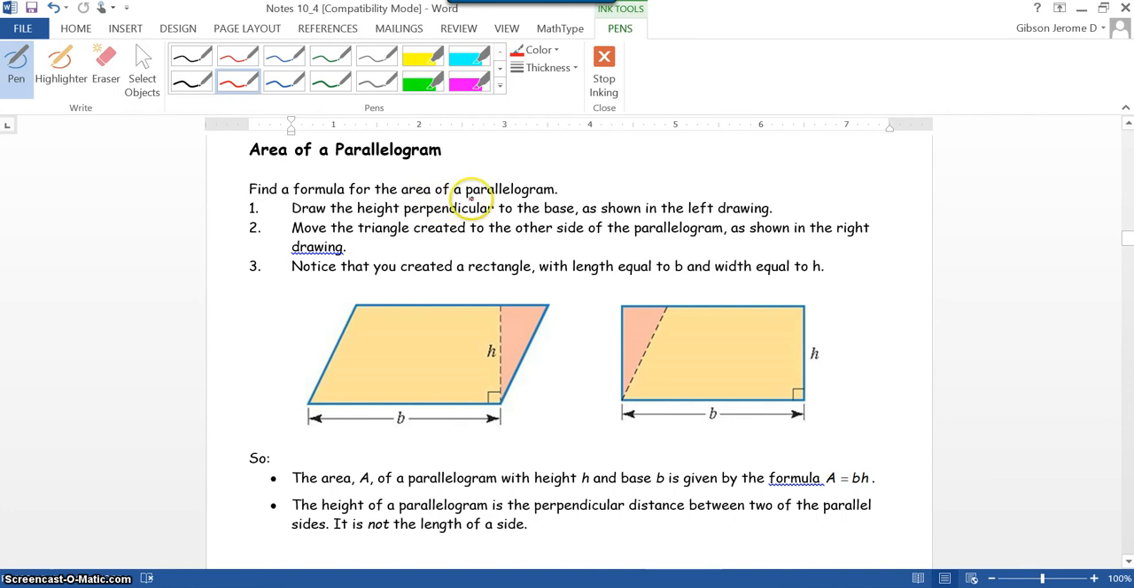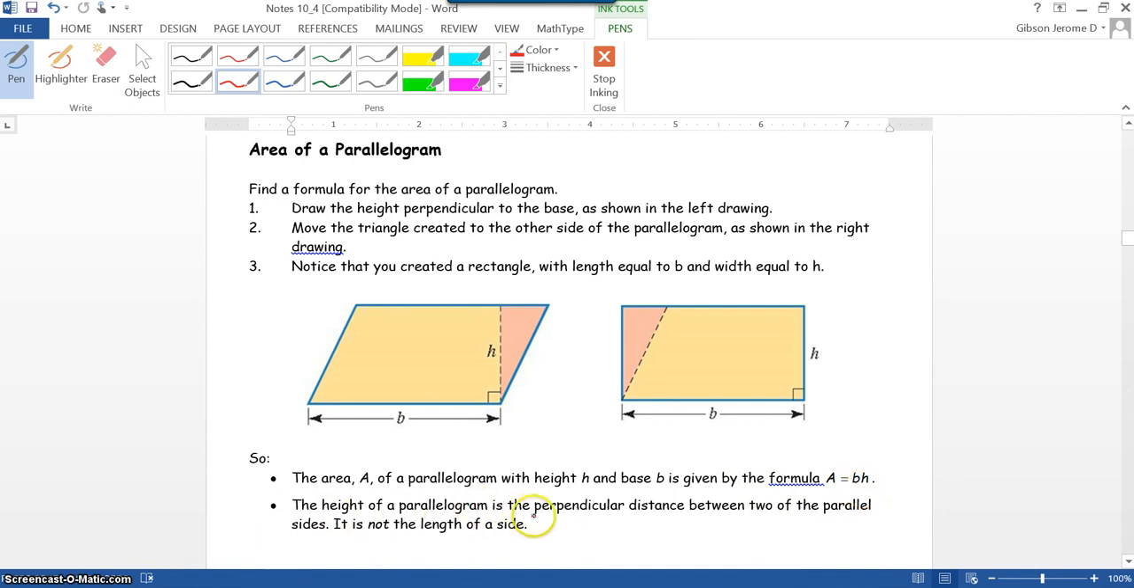It says, find a formula for the area of the parallelogram. It says, draw the height perpendicular to the base as shown in the left drawing. Move the triangle created to the other side of the parallelogram as shown in the right drawing, well, it should be the bottom drawing. Notice that you created a rectangle with length equal to b and width equal to h. Now, the area A of a parallelogram with height h and base b is given by the formula A is equal to b times h, or base times height.